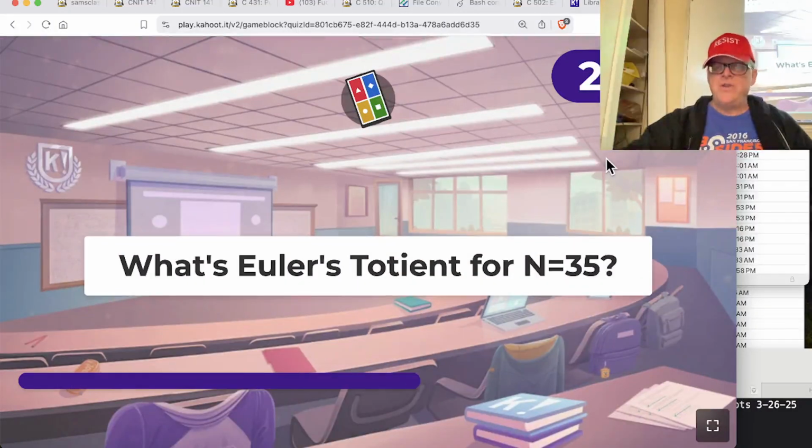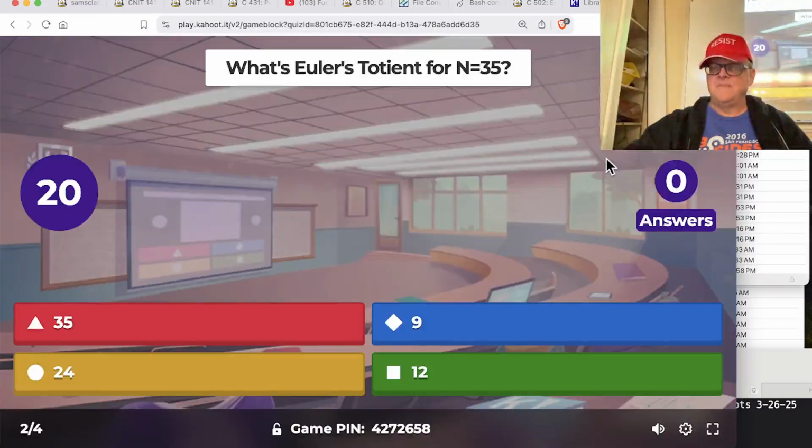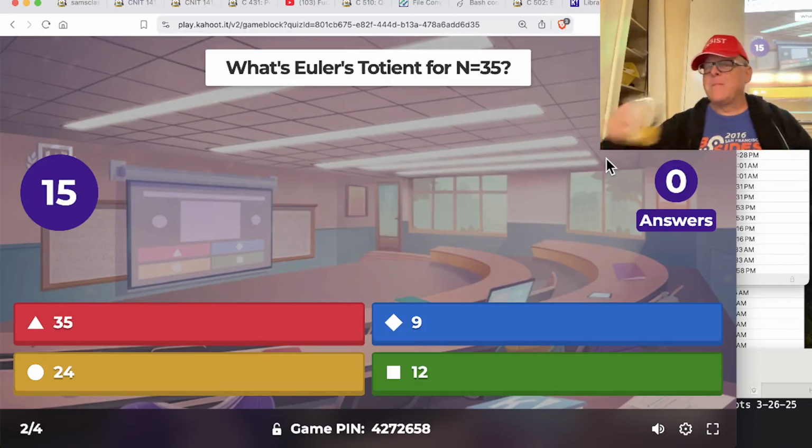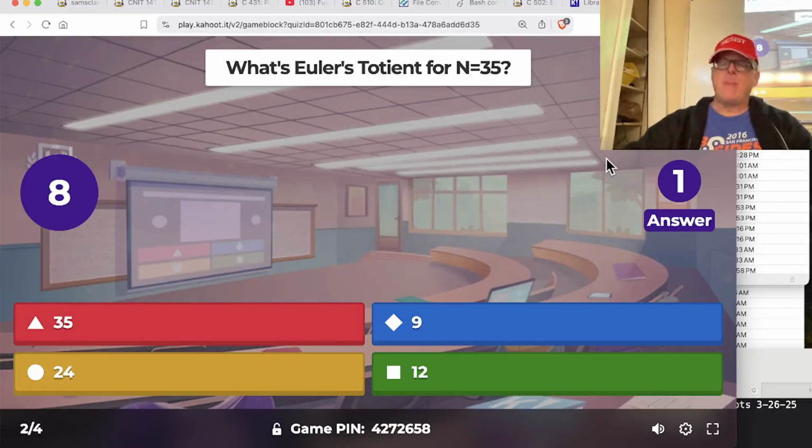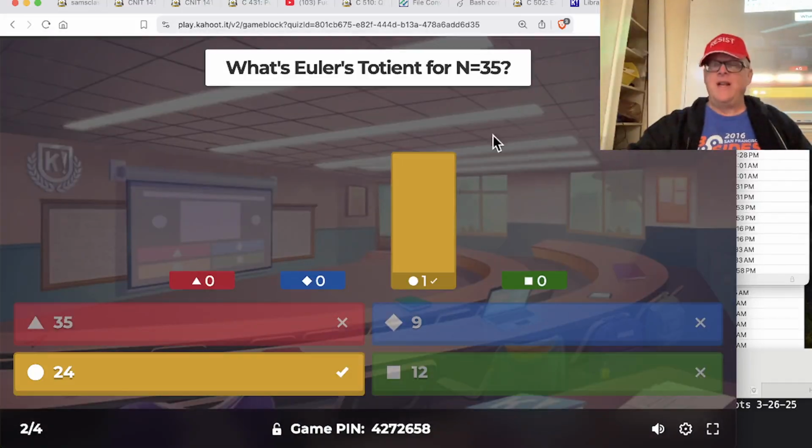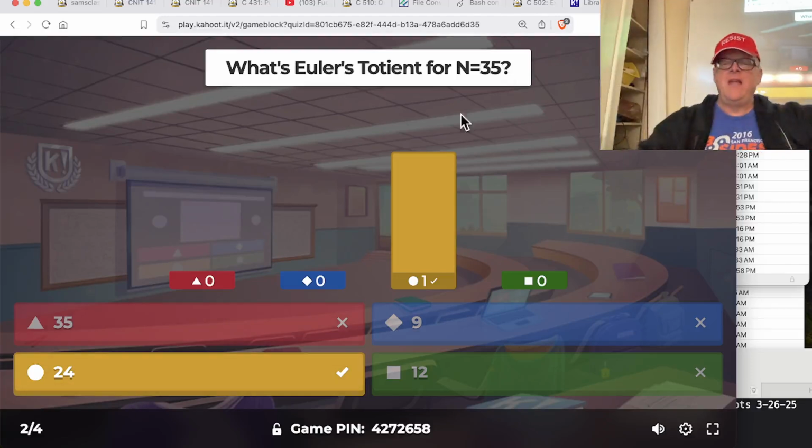So what's Euler's totient for 35? There you go, 24, good. That's it, 35 is 5 times 7, so you take 4 times 6 for 24. And that's how many there are in the group, how many numbers there are to use for encryption.